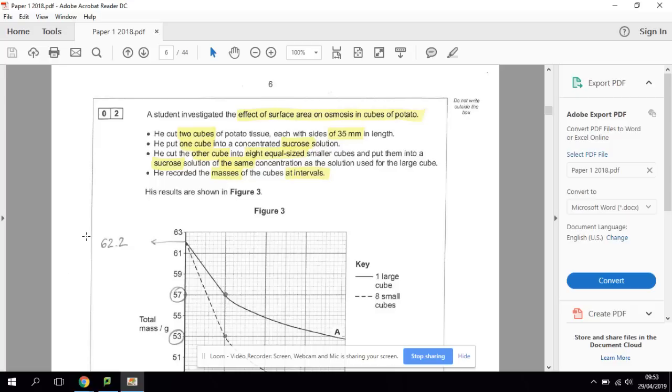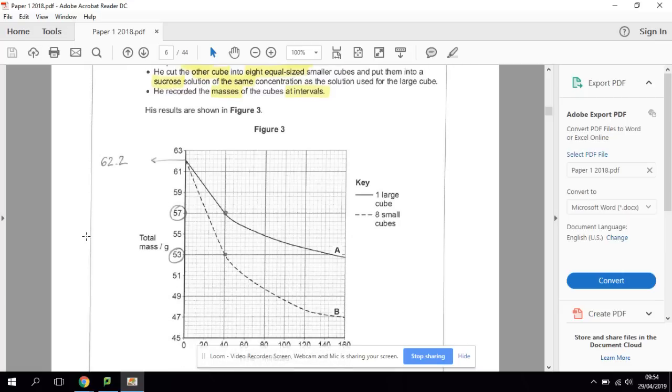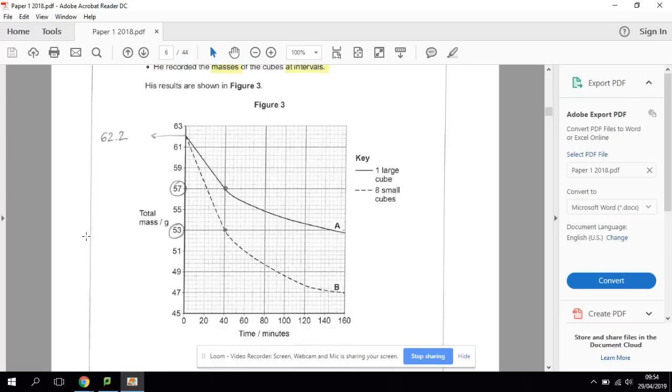So he put 1 cube into a concentrated sucrose solution. He cut the other cube into 8 equal size, so that's important, smaller cubes and put them into a sucrose solution of the same concentration as the solution used for the large cube. So what that says is that any mass loss, so any osmosis, should be the same, because the concentration is the same. But it won't be similar because they are different sizes of cubes. So we're looking then at figure 3, and let's have a look at what we've got here.